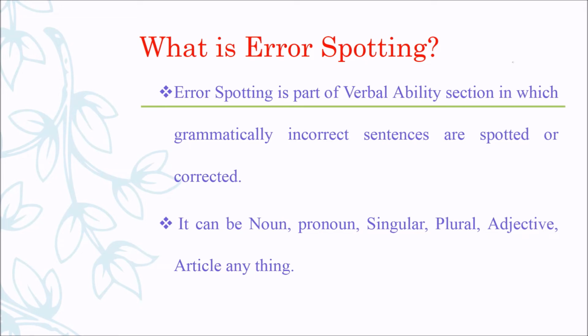Next we are going to learn what error spotting is. Error spotting is part of the verbal ability section in which grammatically incorrect sentences are spotted or corrected. Grammatically incorrect means grammatically wrong sentences are spotted or corrected. It can be noun, pronoun, singular, plural, adjective, article, anything.